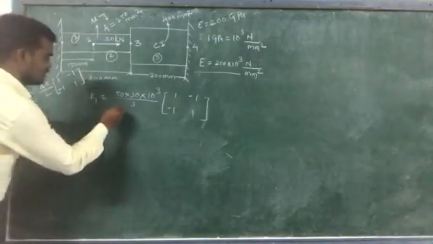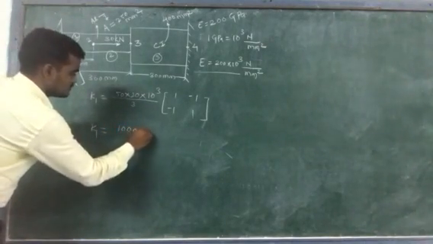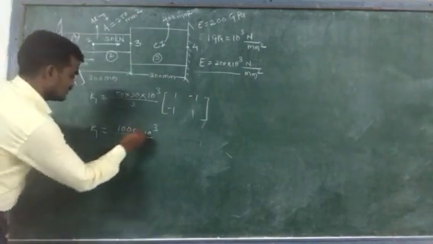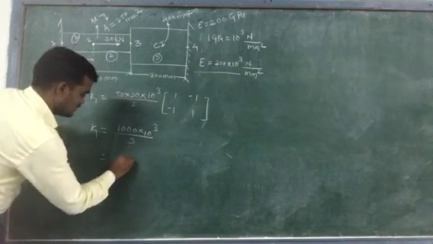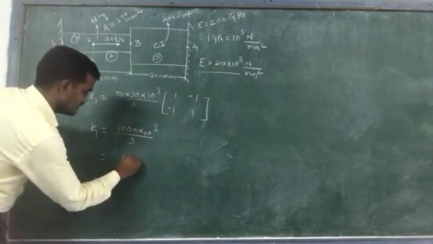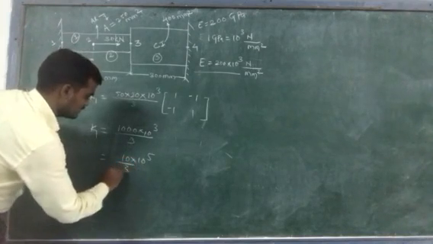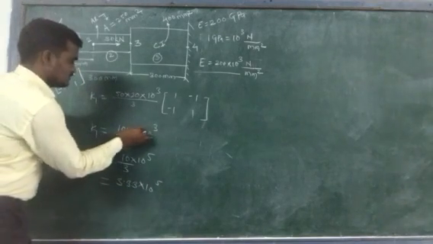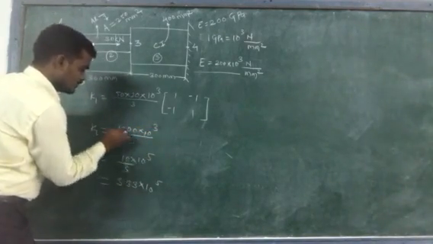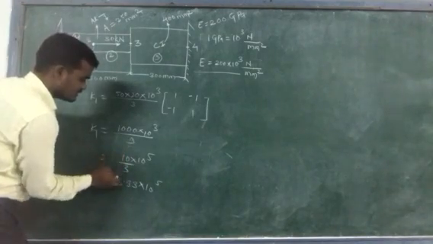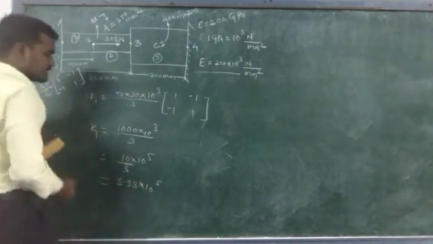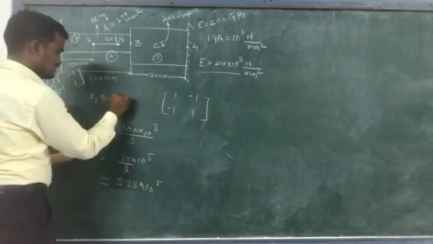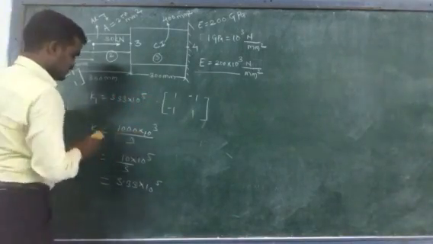So finally K1 is equal to 1000 into 10 raised to power 3 divided by 3. Which is nothing but equal to 10 into 10 raised to power 5 divided by 3. So this will become 3.33 into 10 raised to power 5. 10 by 3 is equal to 3.33 into 10 raised to power 5. So finally we will get here 3.33 into 10 raised to power 5.